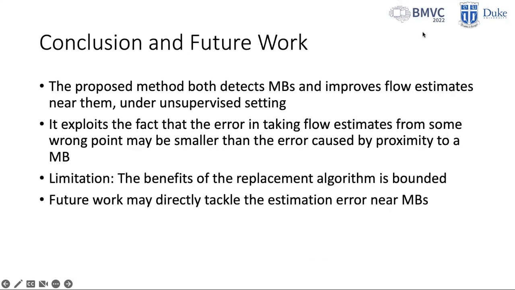In this work, we propose a method that both detects motion boundaries and improves flow estimation near them under the unsupervised setting. It exploits the fact that the error in taking flow estimates from some wrong point may be smaller than the error caused by proximity to a motion boundary. In other words, the smaller estimation error away from motion boundaries outweighs the approximation error in the replacement method.